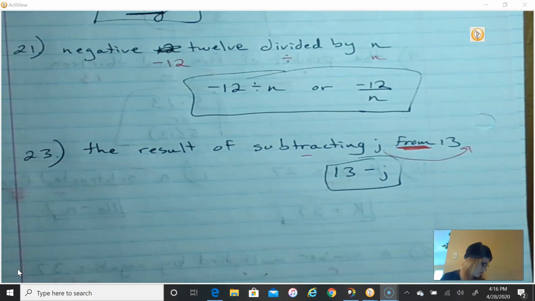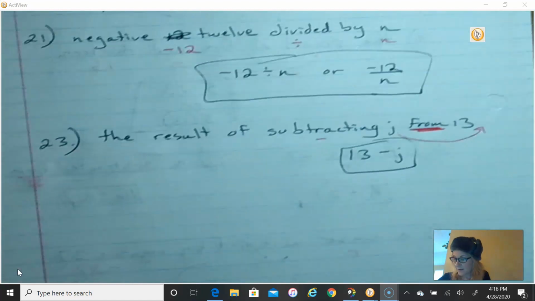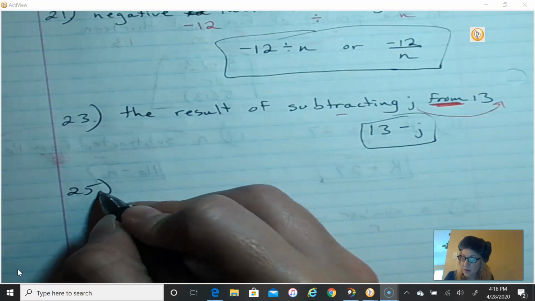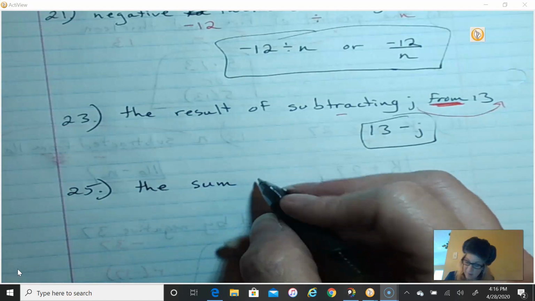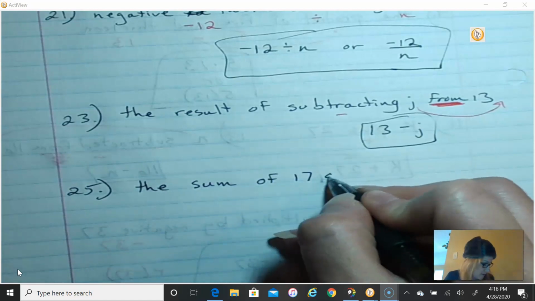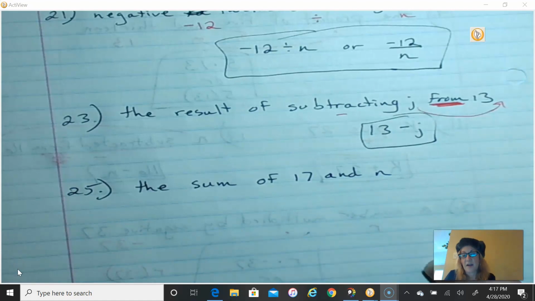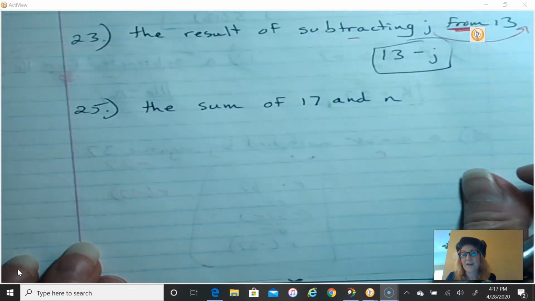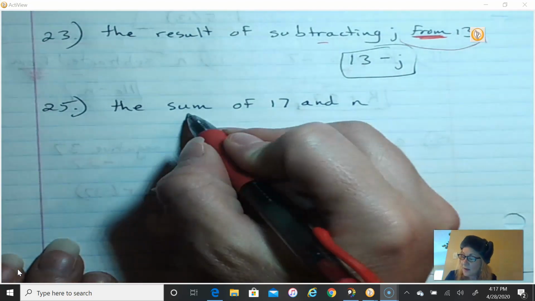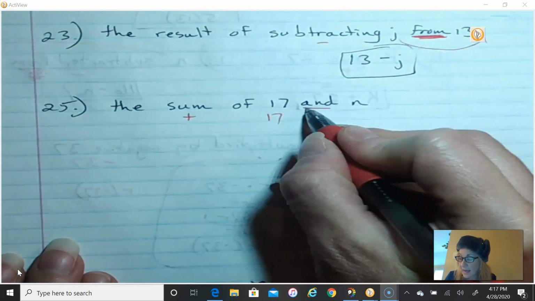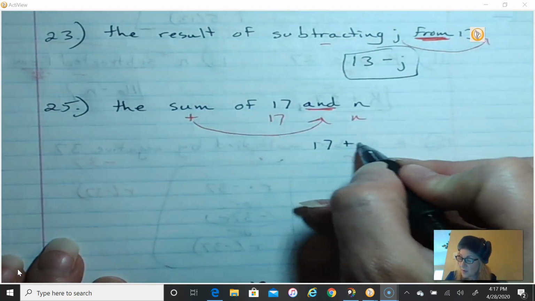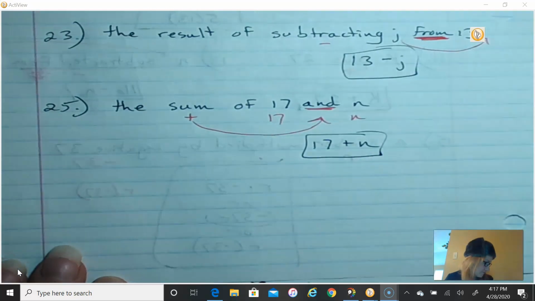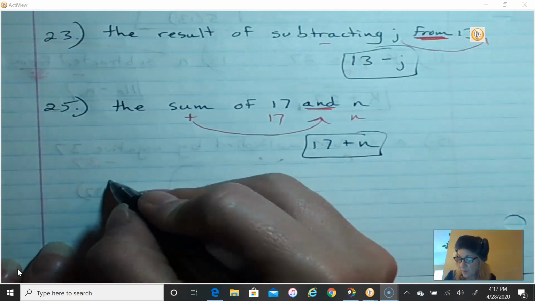I'm thinking you guys are getting it. I'll do, I guess, a couple more. And I know some of you are like, oh my gosh. I just want to make sure everyone has a good understanding of this. Then you'll leave your parents alone. Okay. The sum of 17 and n. Sum is adding. We got 17 and n, so that plus goes right there. 17 plus n. Okay, I'm going to stop right there. I think y'all got the point. We're beating a dead horse.